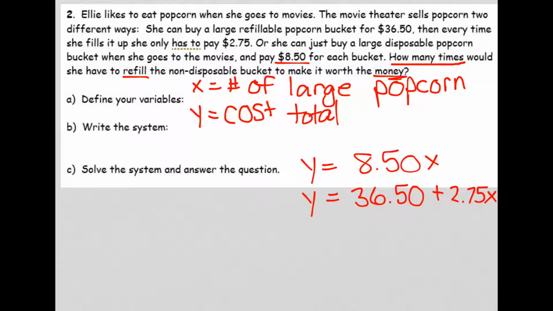And here we have a substitution system. I know we can solve this by substitution because they're both equal to y. And since y equals all that stuff, I can replace y with all that stuff and solve.